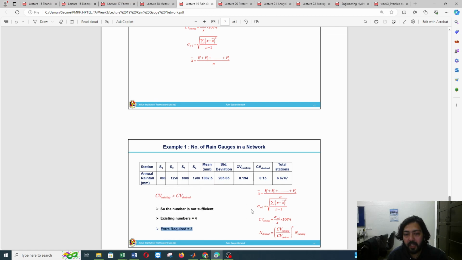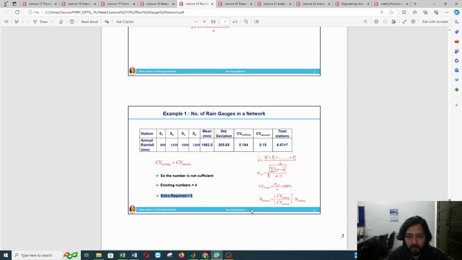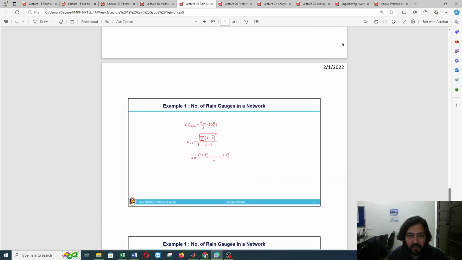In this way you can calculate whether the number of stations given to us will be able to do the work or not. In this case, since the existing CV is more than the desired CV, we would say that the 4 stations are not enough. There is a need of more stations. How many more are needed? We have calculated the total as 7, so 7 minus existing would give us the extra stations. These are the optimum number of stations required, which is 7. So this is how you can solve any problem based on this equation.